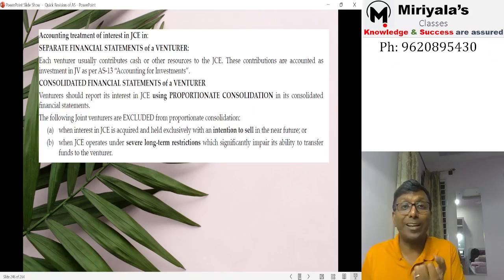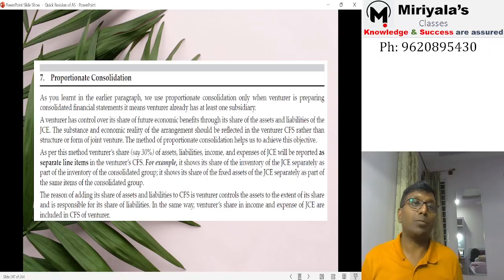When you are consolidating the joint venture, you are supposed to follow the proportionate consolidation method. What is it? I am going to explain it to you. The assets of the new jointly controlled entity, that is a venture we call, and we are called venturers. The company we opened is called the venture. Take the venture company balance sheet.